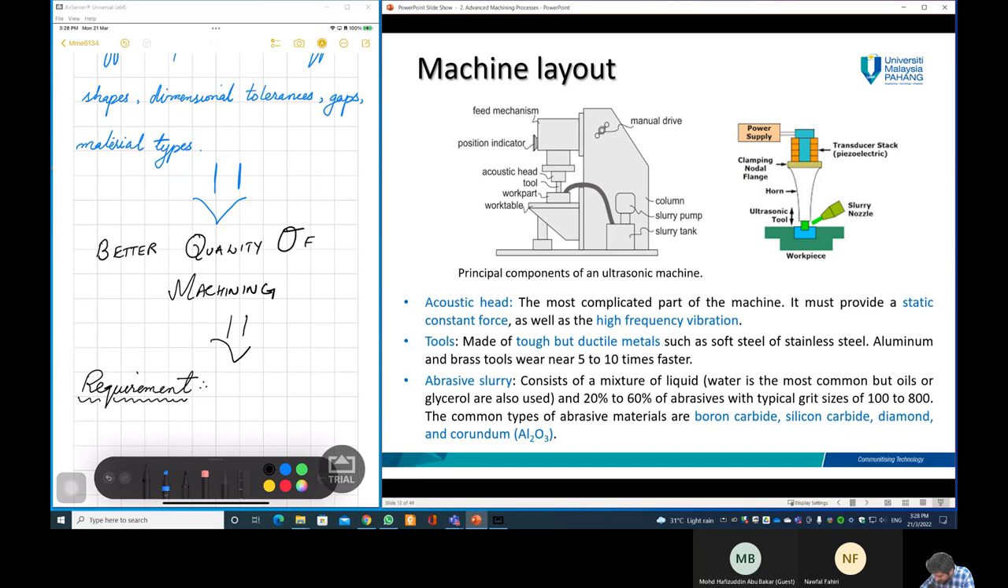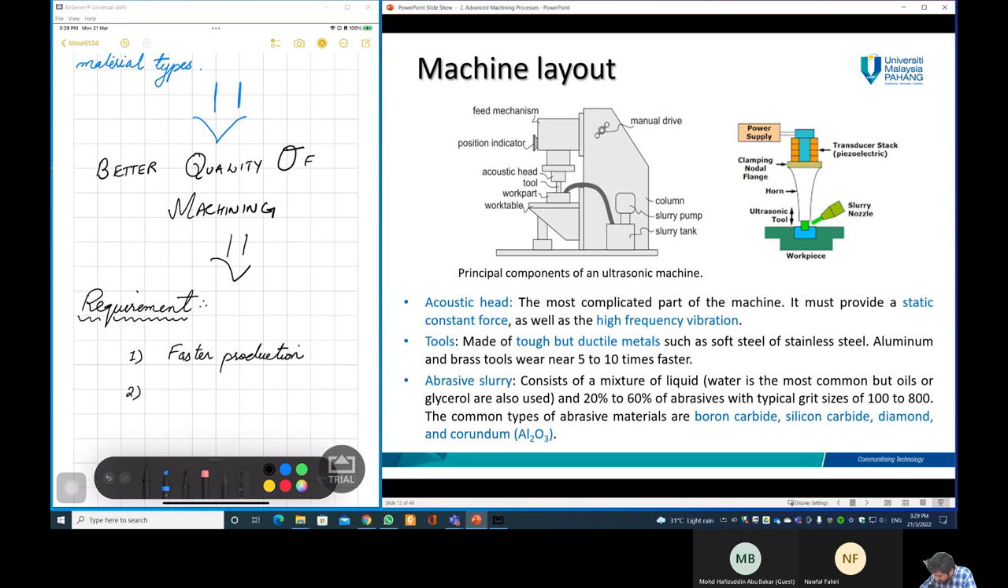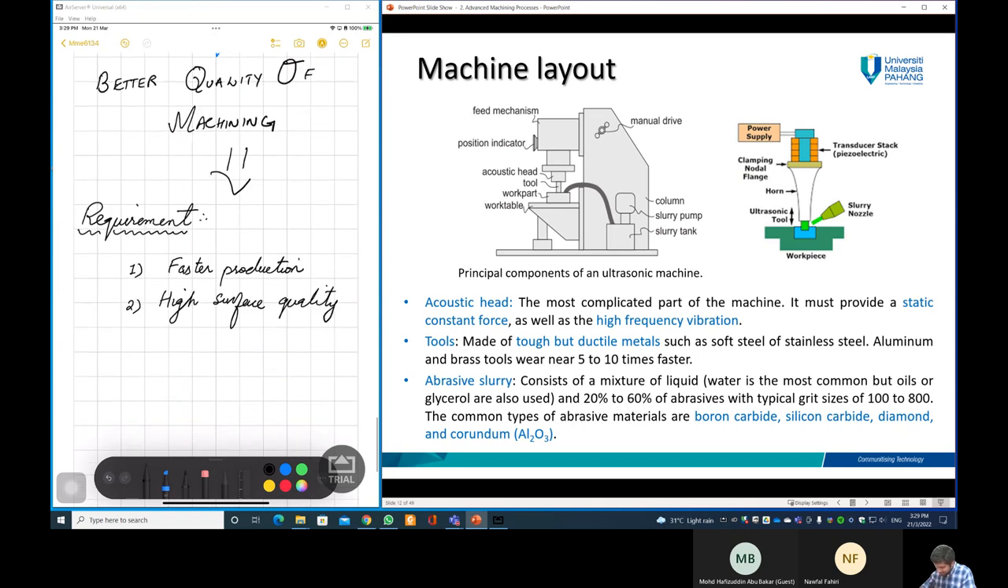By requirement, what do I mean? I mean whether I want faster production. If I want faster production, then my parameters will be very different. If I want high quality of surface quality, then I will use different parameters. So I have the same product, but if I want faster production, then it has a different parameter, and if I want a high surface quality, then it has a different set or combination of parameters.